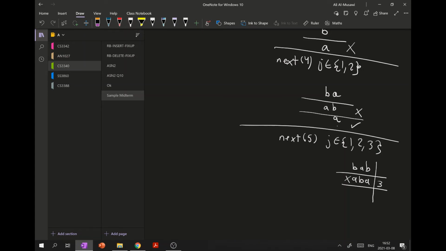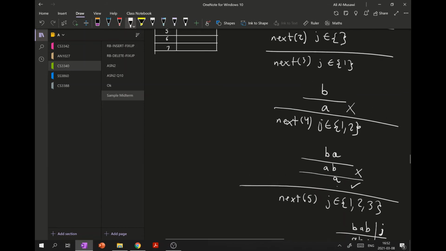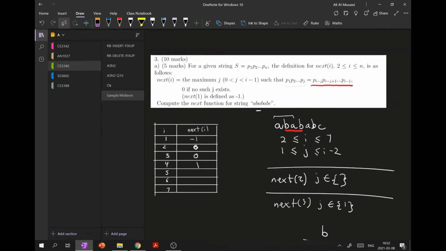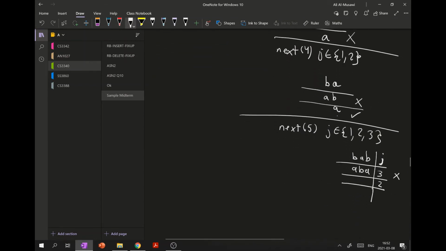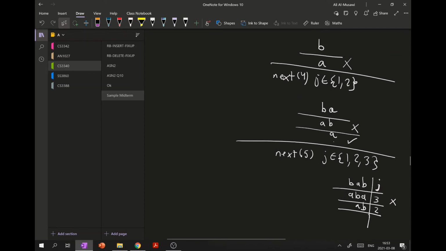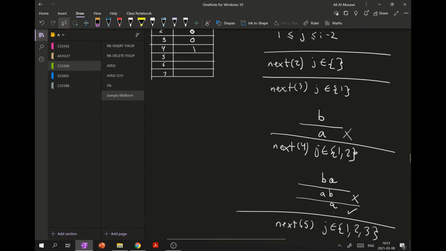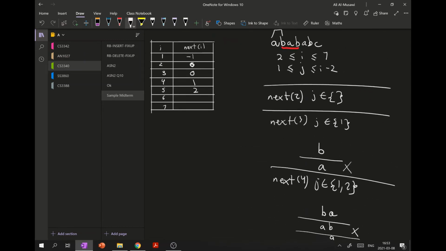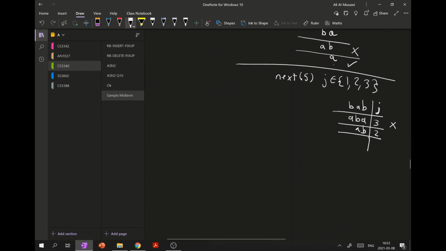Okay, so maybe that's not a good idea to write it here. The next one is j is equal to 2. When j is equal to 2, I have P1, P2, so it's just AB. Write AB, align it with the suffix, and there is a match. See, AB, AB. We're done. We don't have to look any more, so we just write 2. Okay, now we do next of 6.